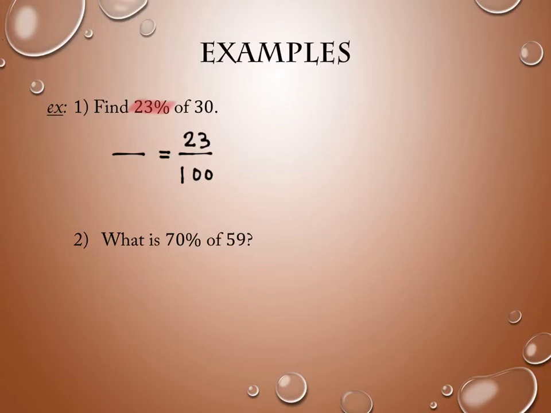If we're finding 23% of 30, this is telling us that this is the whole. And the whole goes in the denominator. So our 30 will go down here. The location where we don't have anything written is the variable location that we're looking for. So go ahead and put whatever variable you like there. Probably going to use x's mostly today.